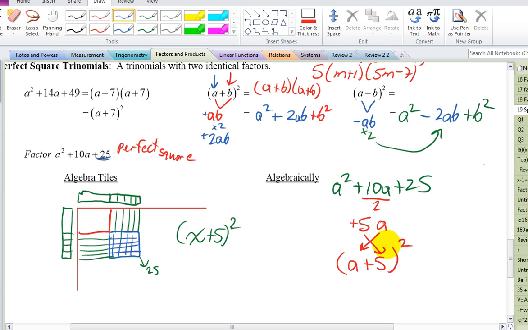And we can double check. 5 squared is 25. a squared is a squared. And we get 10a in the middle.